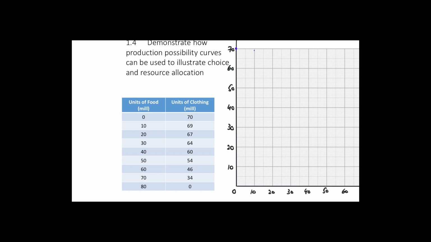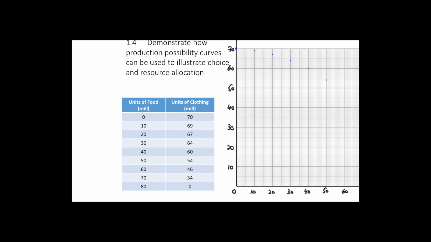Then I move to another combination, moving some more resources over here. Now I get 20 of this and about 67 of the other. And that's my point over here. And I keep doing that. I move my resources away from clothing and more towards food. And this time I get somewhere around 64. And then I get 60. And then it is 54.